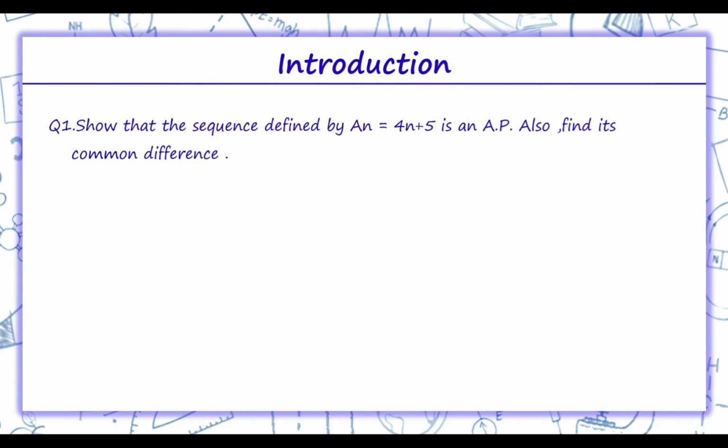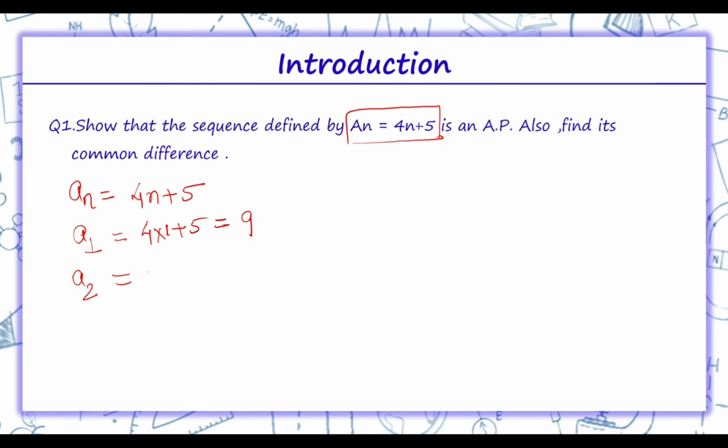Coming on to the question, now we have a sequence which is defined by an equals 4n plus 5 and is an AP. We are provided it is an AP, so we have to find its common difference. So an is 4n plus 5. In place of n, we will write 1. So we will get first term 4 into 1 plus 5, 4 plus 5, 9. In place of n we will write 2. So we will get second term 8 plus 5 which is 13. Similarly in place of n we will write 3. So we will get 12 plus 5 which is 17.